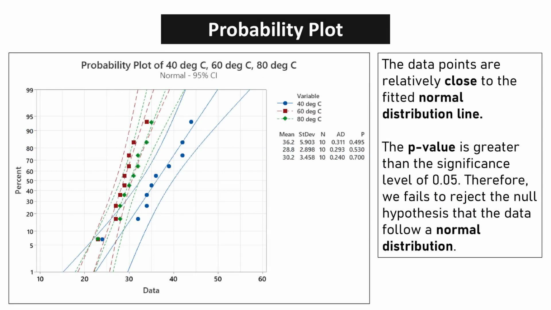Probability plots in Minitab assess data normality, a prerequisite for reliable ANOVA results. The data points are relatively close to the fitted normal distribution line. The p-value is greater than the significance level of 0.05. Therefore, we fail to reject the null hypothesis that the data follow a normal distribution.